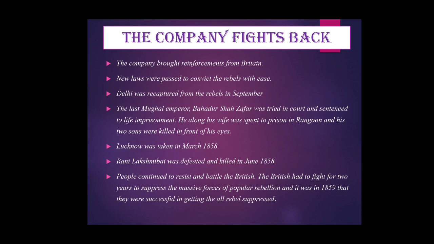So the company brought reinforcements from Britain. They brought some laws from there. New laws were passed to convict the rebels with ease. Delhi was recaptured from the rebels in September, and then the last Mughal emperor Bahadur Shah Zafar was tried in court and sentenced to life imprisonment.